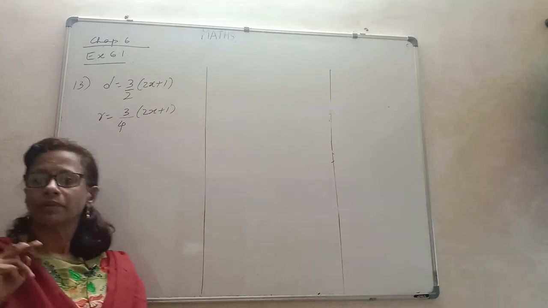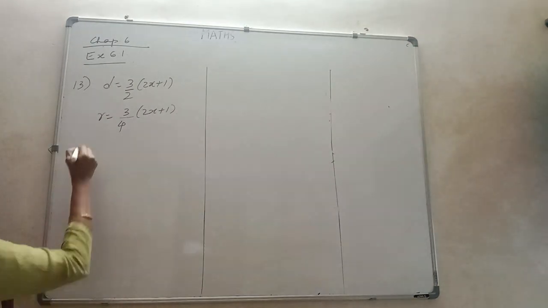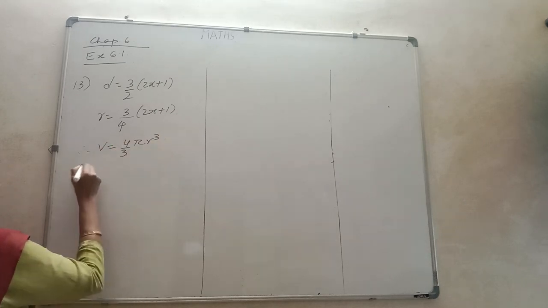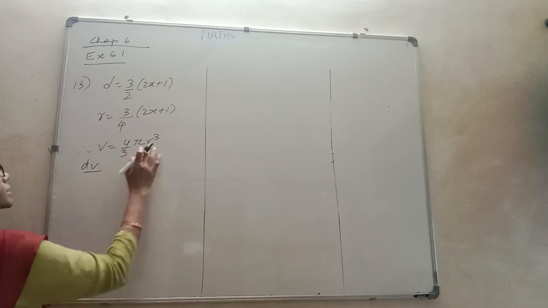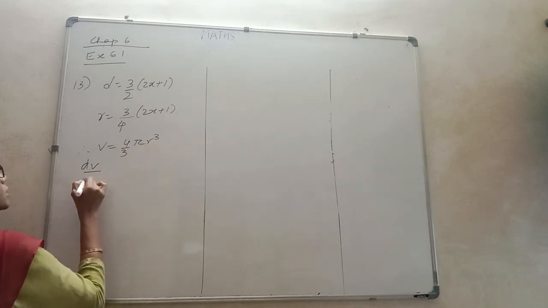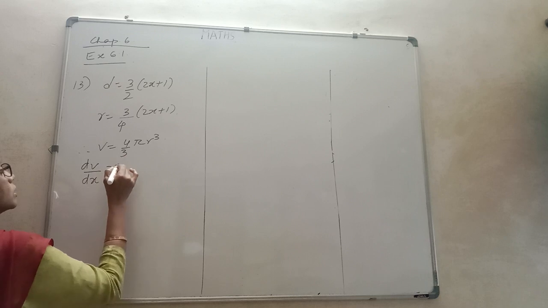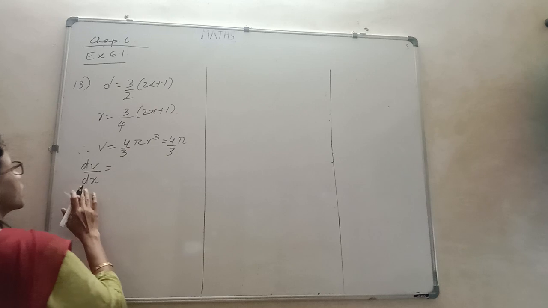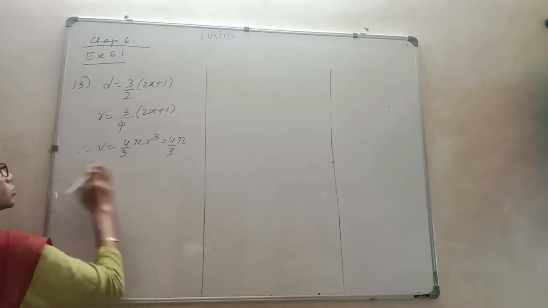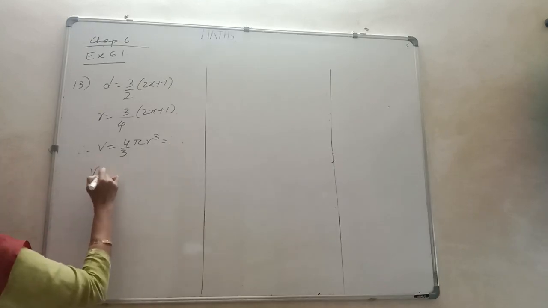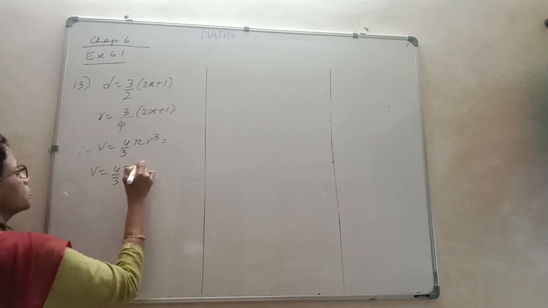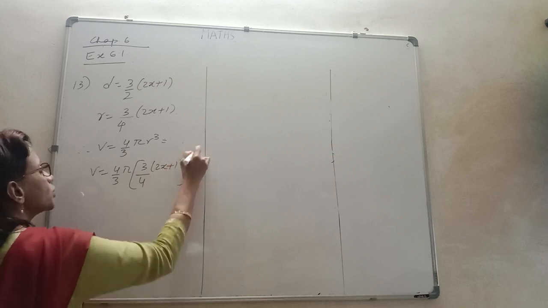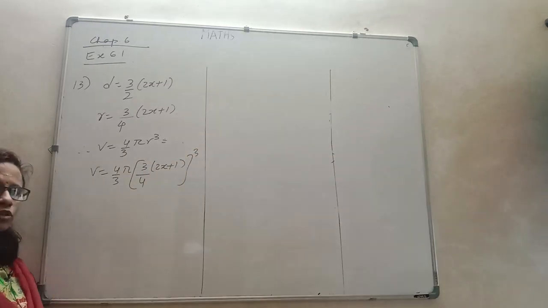They ask us to find dv by dx. So let's see how we can do it. Because it's a sphere, volume is 4 by 3 pi r cube, and we require dv by dx. I think we'll not jump directly. There's lots of work for simplification. 4 by 3 pi r cube means 4 by 3 pi into 3 by 4 into (2x plus 1) whole cube. First let's simplify this, then we'll go for the derivative.